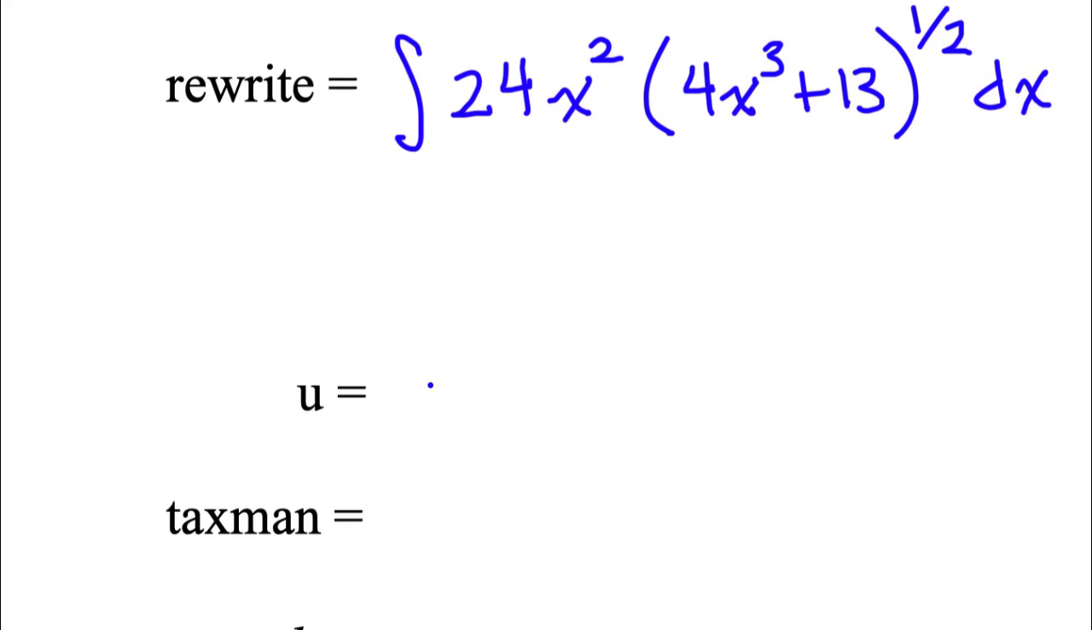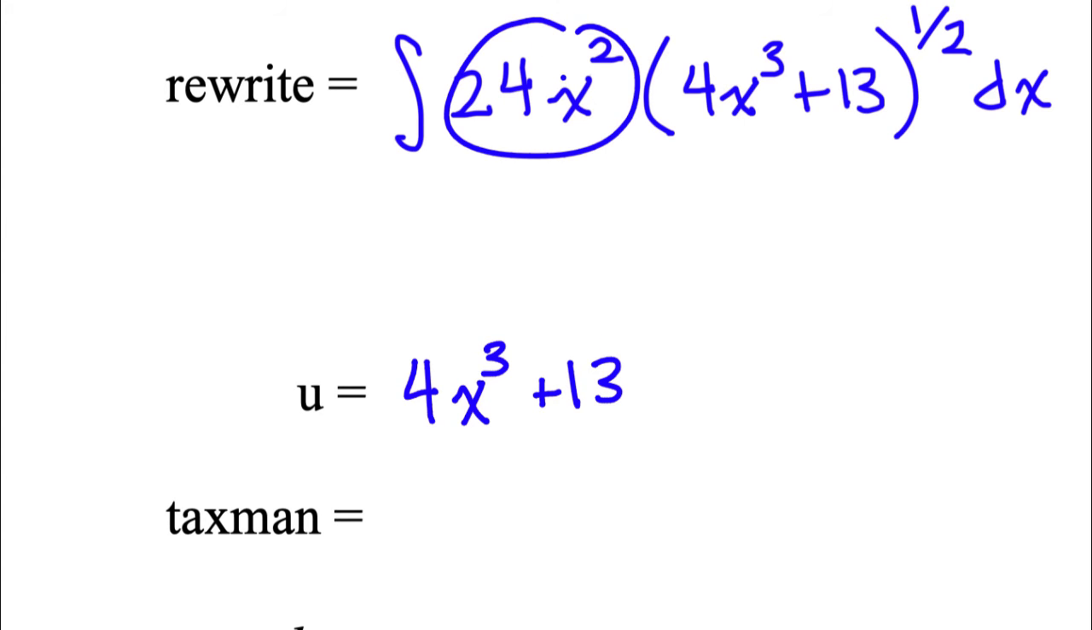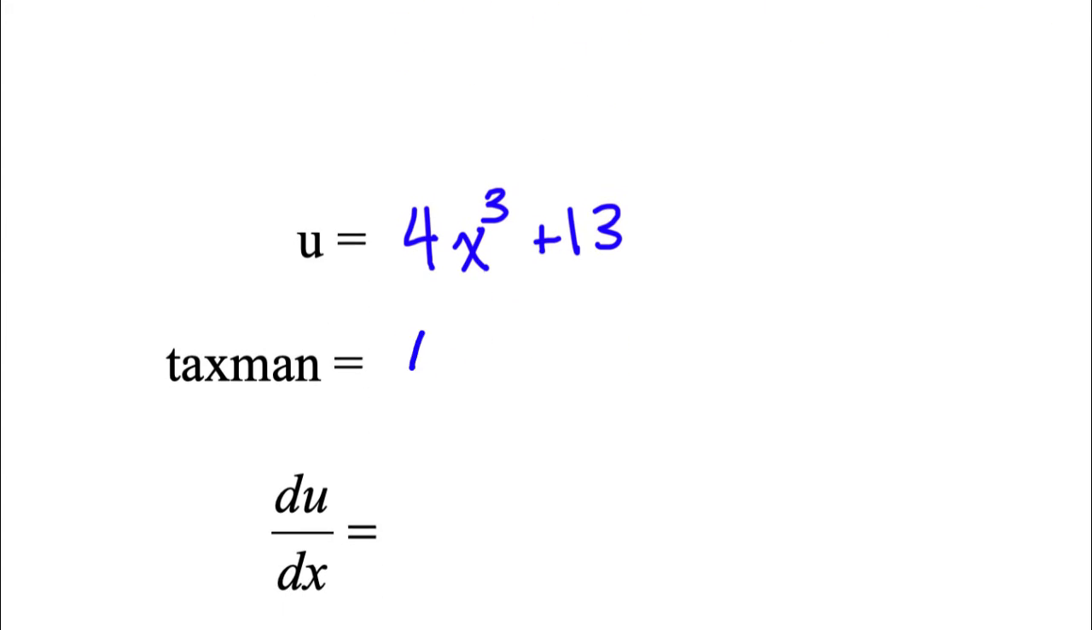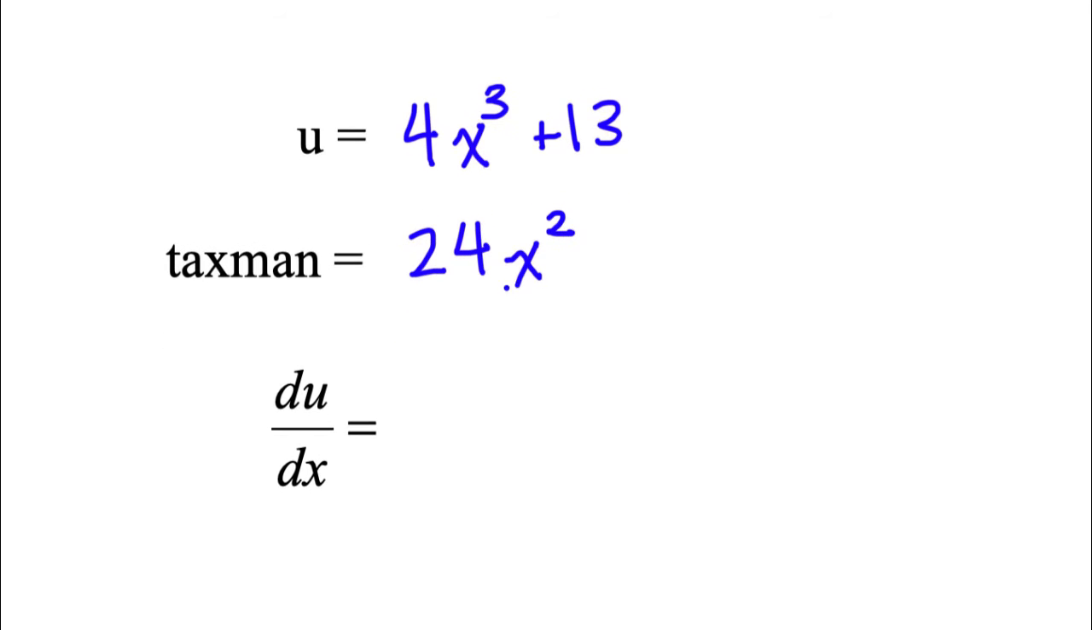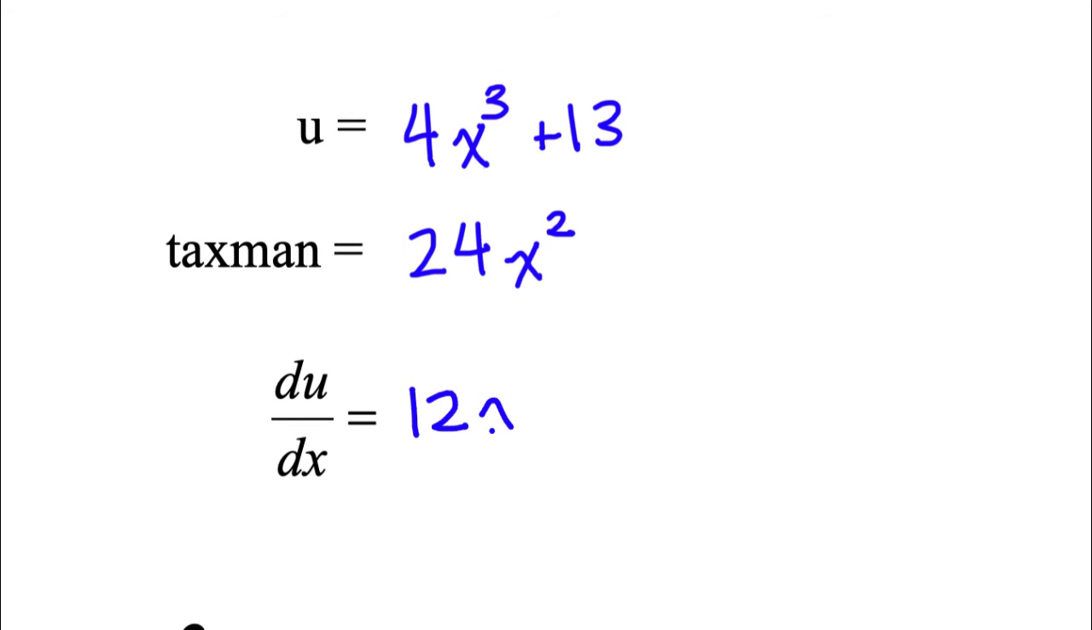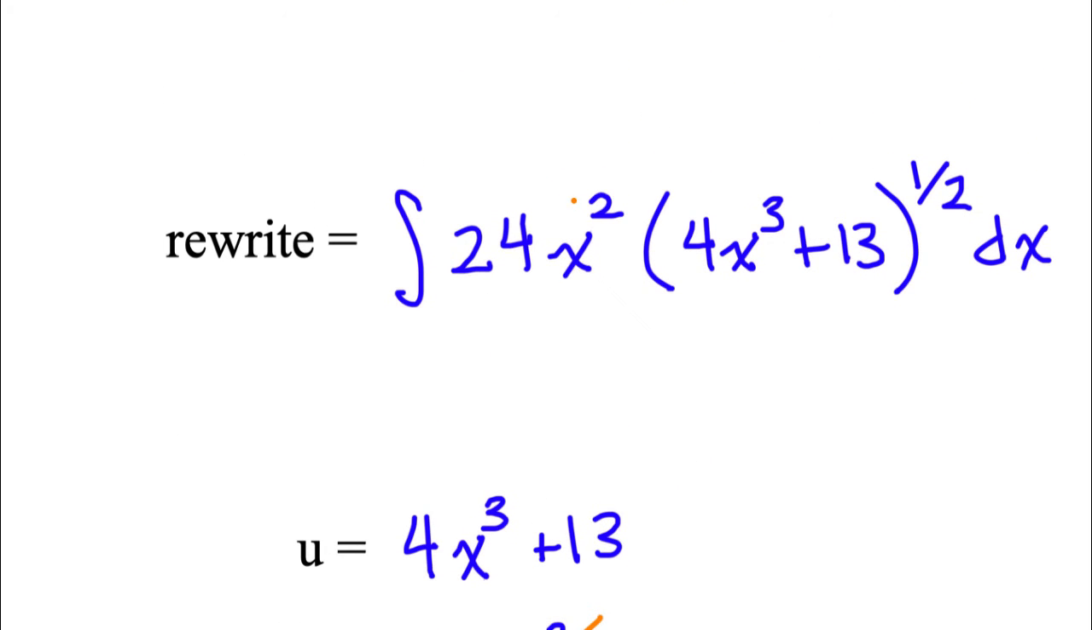Our u is the inside. This is 4x to the power of 3 plus 13. Our taxman is this giant guy at the front, 24x squared. The derivative of 4x to the power of 3 plus 13 is 12x squared. All right, when we pay taxman, these x squares will cancel out. Luckily, I was sweating because we had that variable rate. And 24 divided by 12 is 2, so when I pay taxman, this guy is turning into a 2.